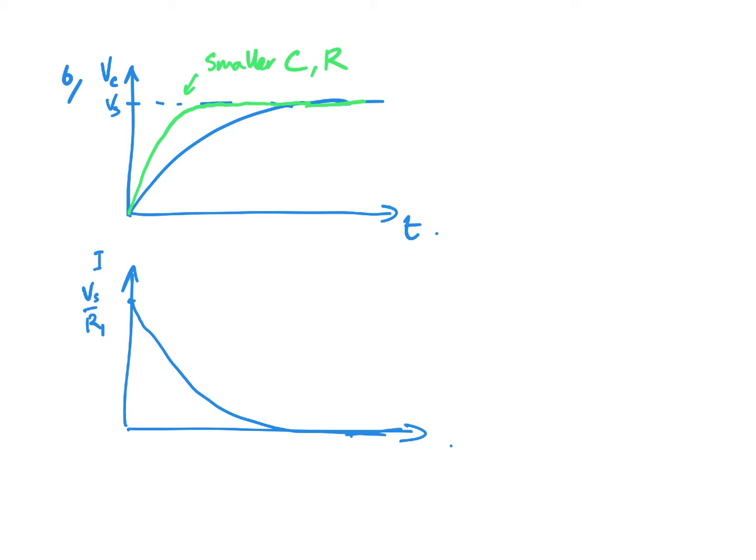If we get a smaller capacitor, with a smaller capacitance, then once again it will have less charge stored, so it will get there more quickly. The value it starts at though wouldn't be affected, it would start at Vs over R1. So smaller capacitance.